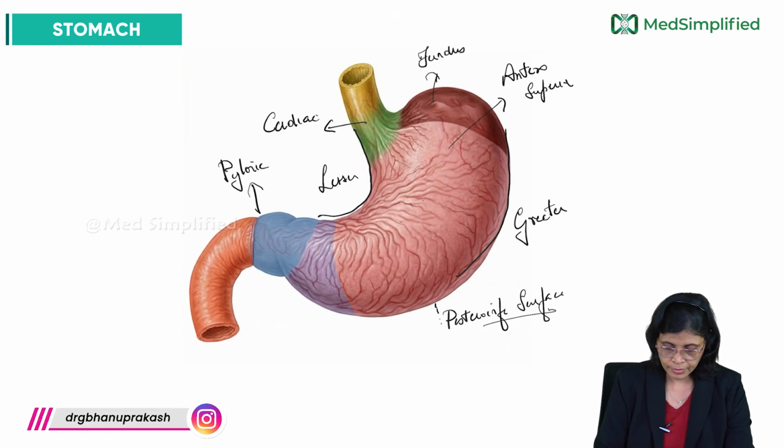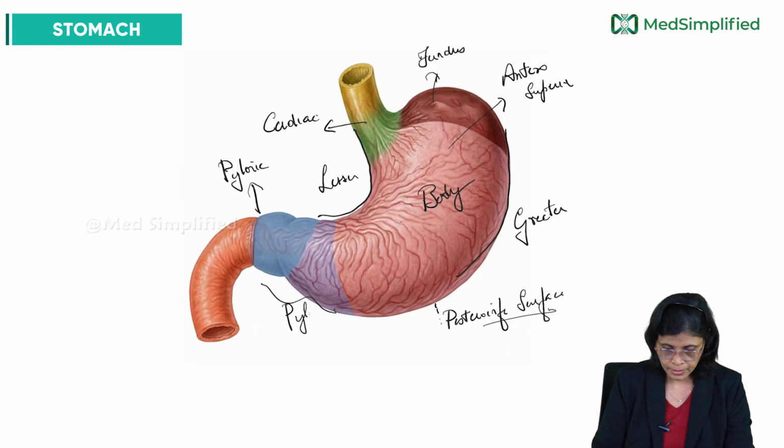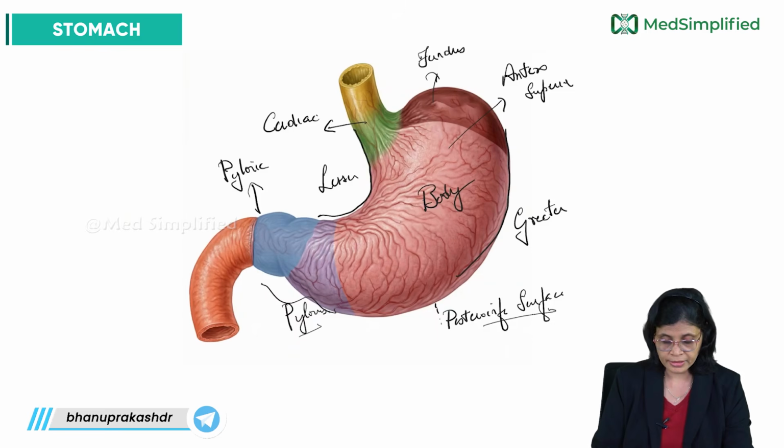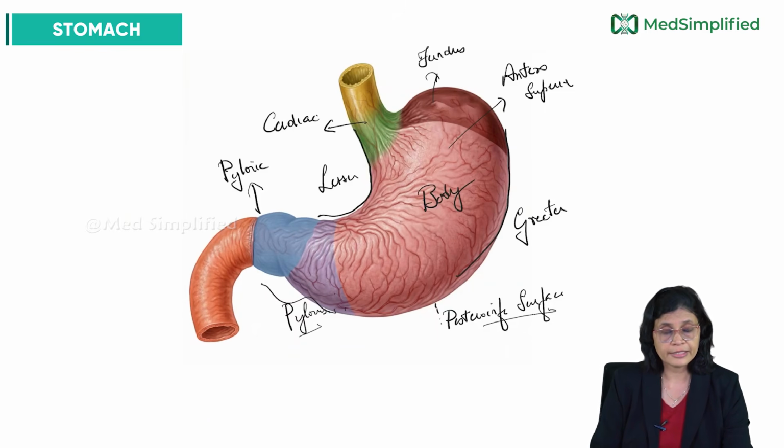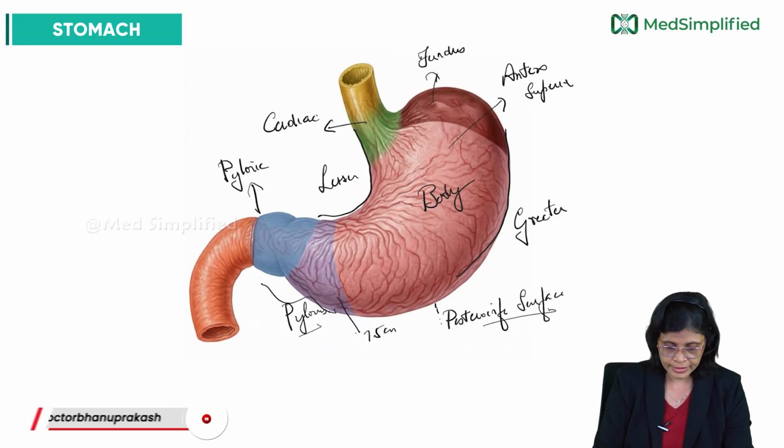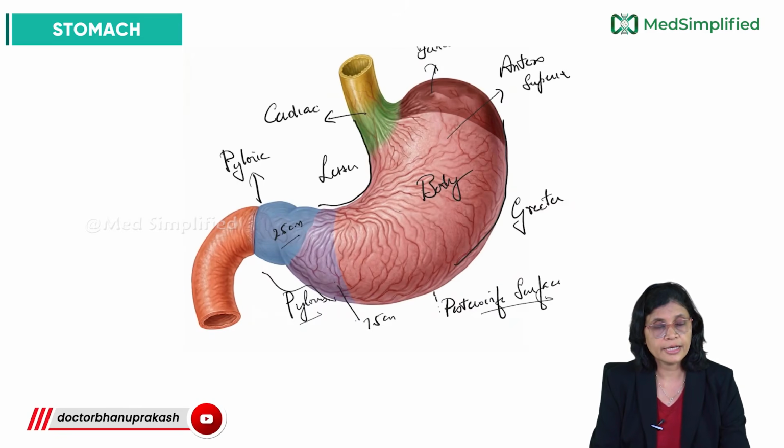This is the body, and the pylorus. The pylorus consists of two parts, the pyloric antrum and the pyloric canal. Together it will be about 10 centimeters. The pyloric antrum part will be about 7.5 centimeters and the canal about 2.5 centimeters. So these are the presenting parts of the stomach.